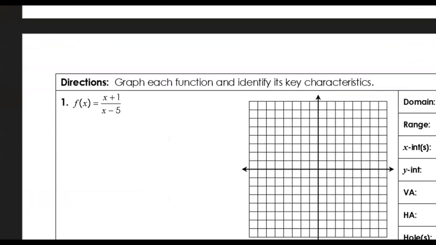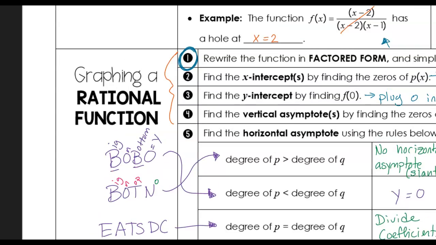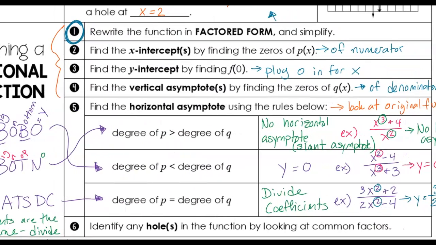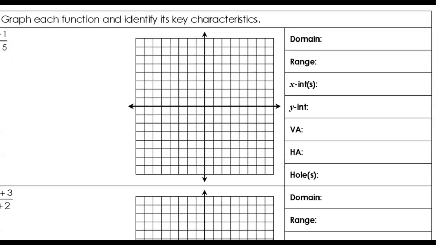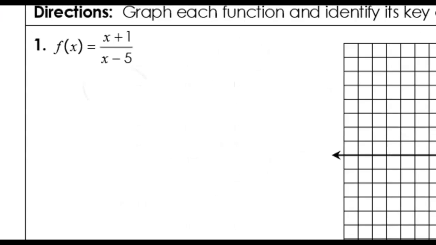Look, guys, I can't do that. It's already done. I have a linear factor over a linear factor. There is no way to factor these. They're already factored for us. Great news. I can move on. Everything's factored here. I don't have to worry about it. Step two. Find the x-intercept by finding the zeros of the numerator. So first thing I'm going to do, I'm going to find the x-intercept.